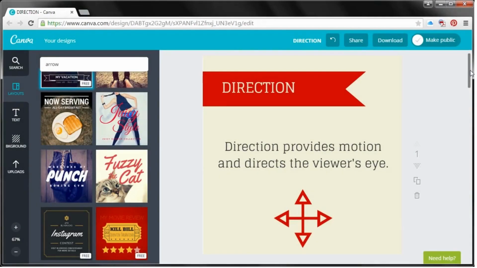Direction provides motion and directs the viewer's eye. So anything in your graphic design image that is pointing in a direction or helping move your audience's eye around the graphic design is considered direction. So direction can be shown in multiple ways.